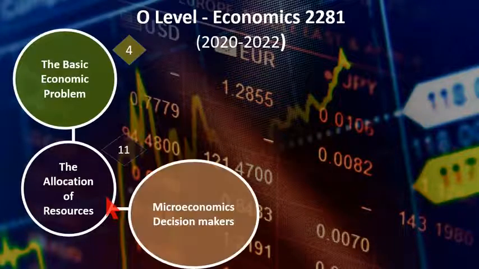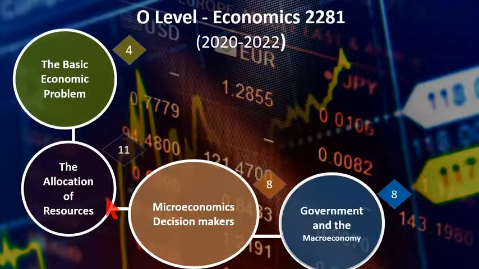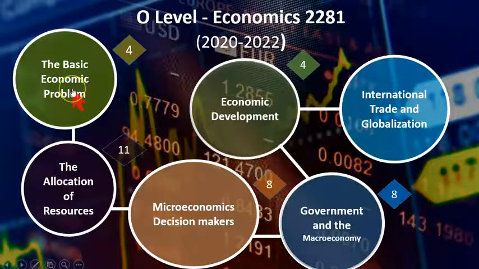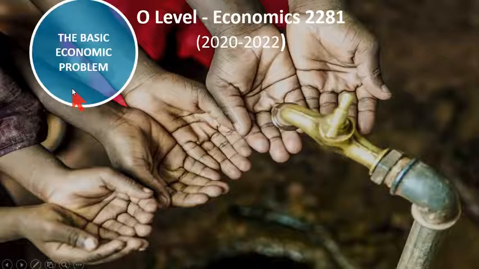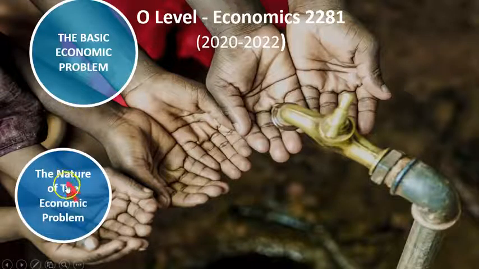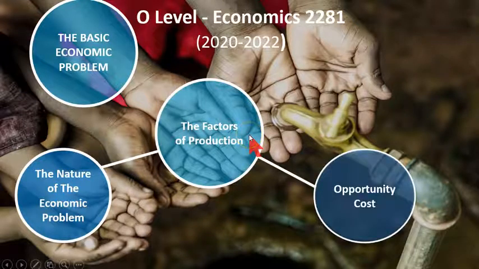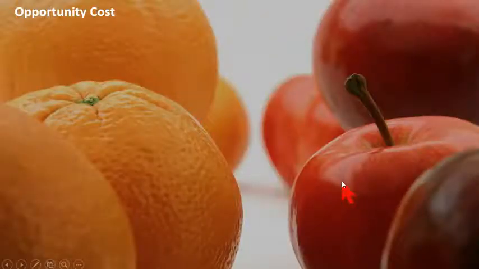All right, so this is your overall O-level economics structure for 2020-2022. We are right here, the basic economic problem, and we have already done the nature of the economic problem. We have done the factors of production. Now the next topic is opportunity cost. All right, what is opportunity cost? This is your third topic in Unit 1.